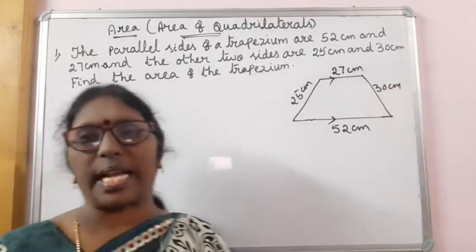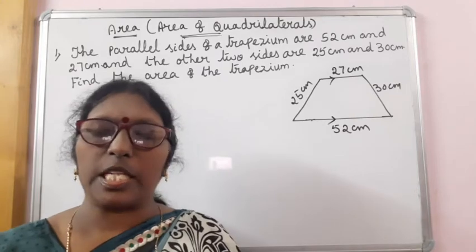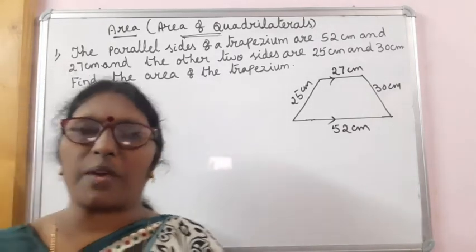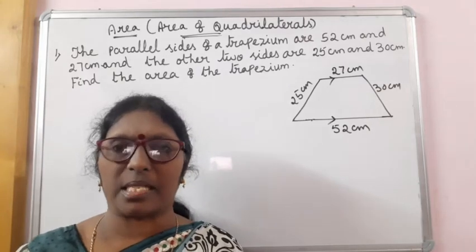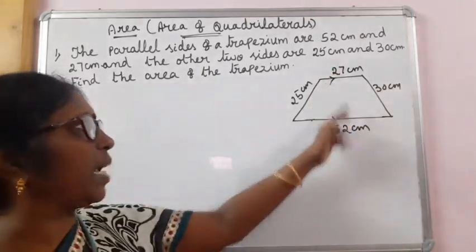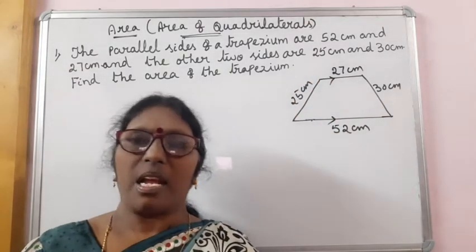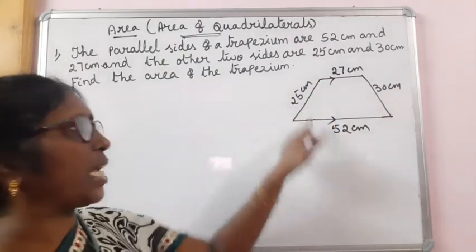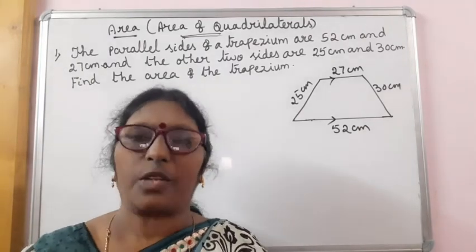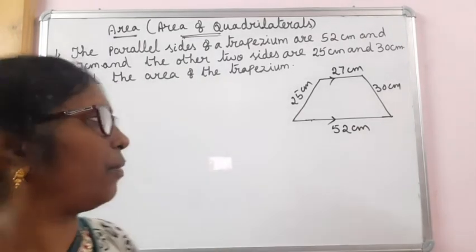When we know four sides of the trapezium, there is no direct formula to find the area. We know the formula for the area of a trapezium is half h into (a plus b). The two parallel sides a and b are known to us, but the height, that is the distance between the two parallel sides, we don't know. So in order to get that, what is to be done?